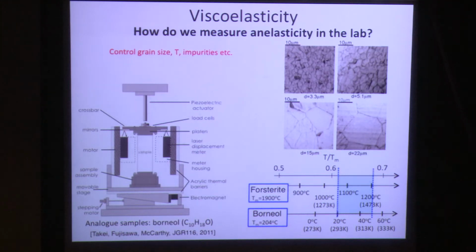And this is another rig that I worked on, again uniaxial. This was out of Japan, using an organic material as an analog for rock. We have lots of tricks to try to really explore these behaviors. We can control grain size by having really careful annealing of samples. We can control temperature, again thinking about this homologous temperature when we're comparing one mineral type to another mineral type. And we can carefully control impurities.